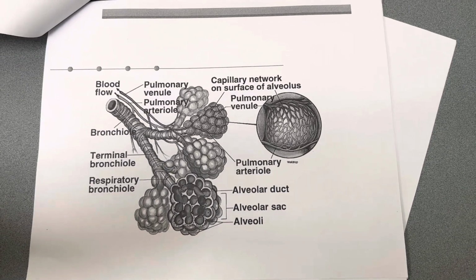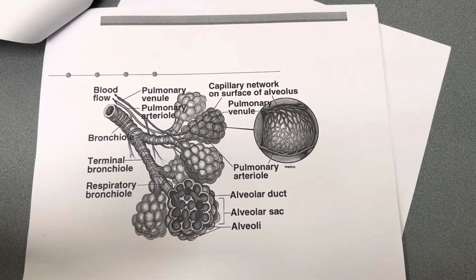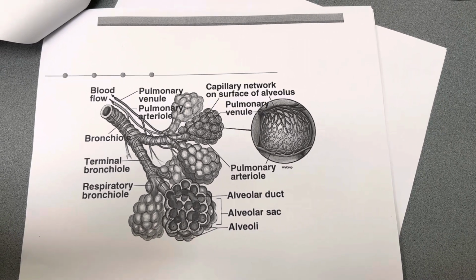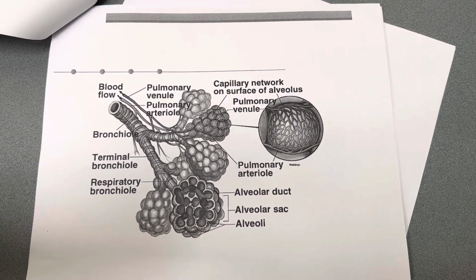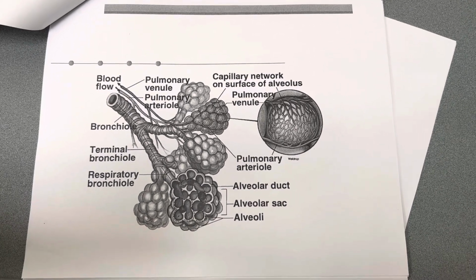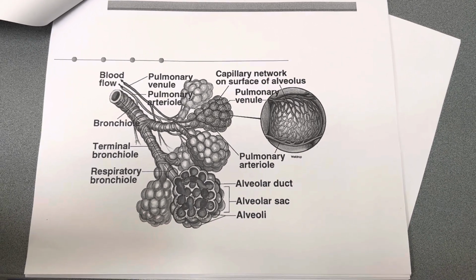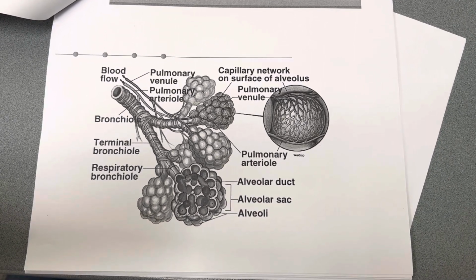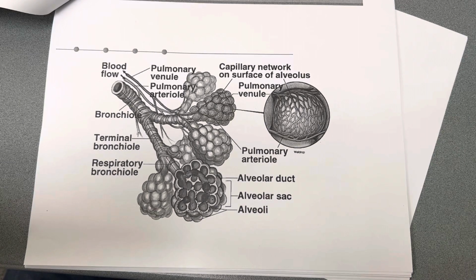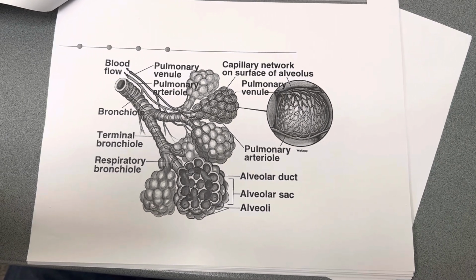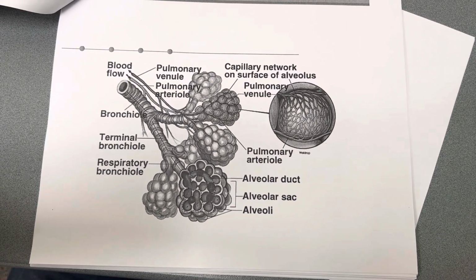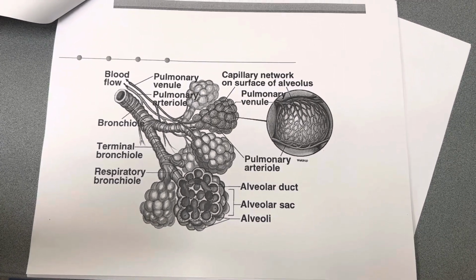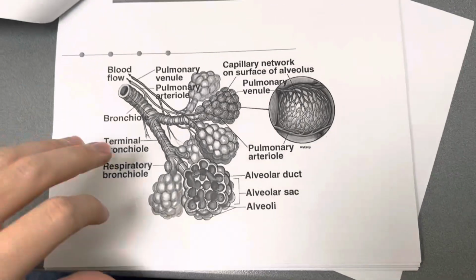Blood flow: pulmonary venule, pulmonary arteriole, capillary network of alveolus, pulmonary venule, pulmonary arteriole, alveolar duct, alveolar sac, alveoli, respiratory bronchiole, terminal bronchiole.